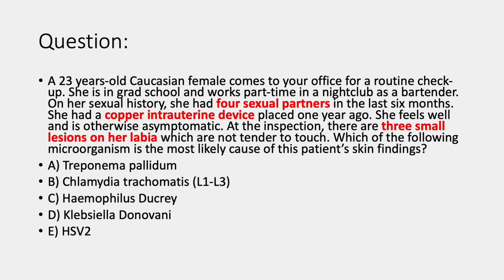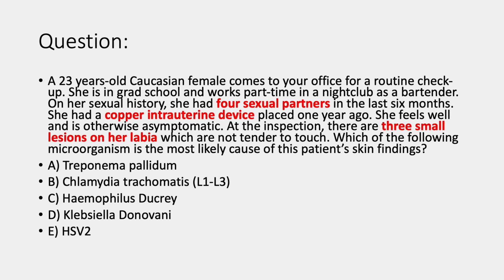This question has many different clues that can push you towards understanding that this is a genital ulcer question. First of all, this female has 4 sexual partners and she has a copper IUD in place. This is an indirect and smart way for question writers to trick you. There is no mention of not using a condom or other barrier contraceptive methods, but you can indirectly infer that the patient is not using them because she has another contraceptive method in place, which is a copper IUD.